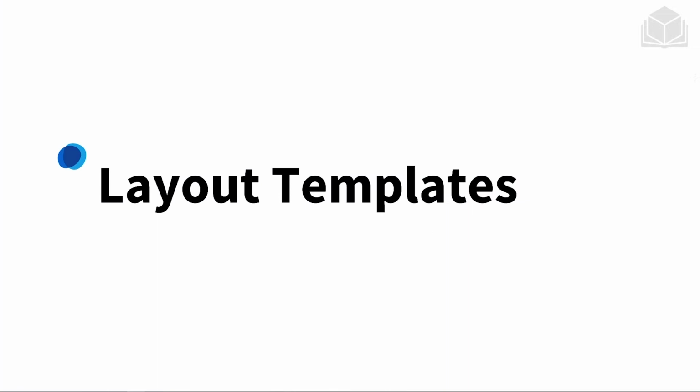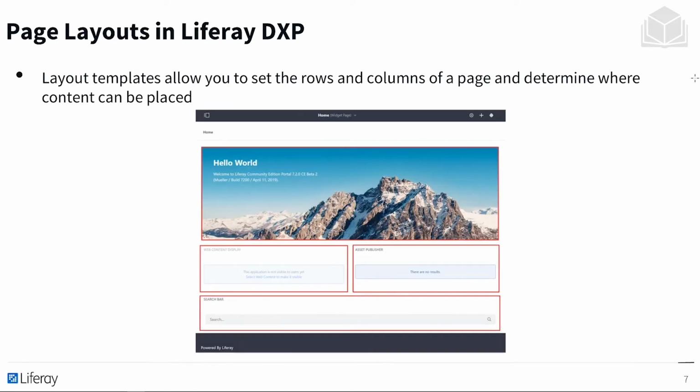Let's get started with layout templates. Layout templates allow you to set the rows and columns of a page and determine where content can be placed. This allows us to determine the structure for a given page. As you can see here, the red outlines show the designated spacing that our layout has defined, and we'll take a better look at how they break down into smaller columns and rows.